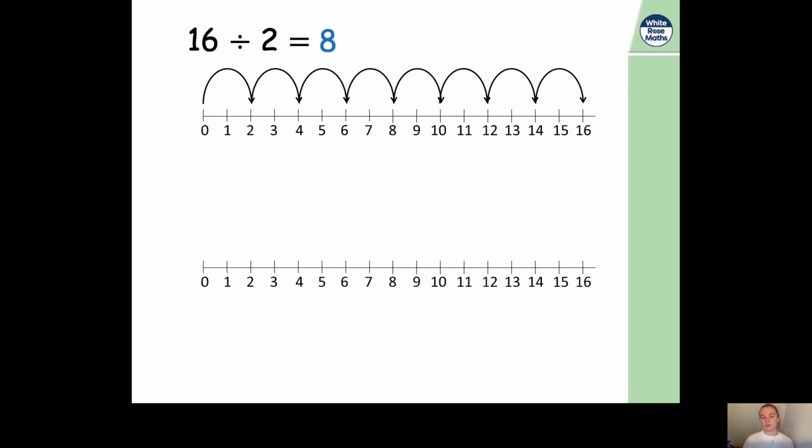Now we can also do this the other way around on the number line. So you can start from 16 and see how many jumps of 2 you do until you get to 0. So let's have a look. 1, 2, 3, 4, 5, 6, 7, 8. There we go. It's the same. So 16 divided by 2 equals 8.